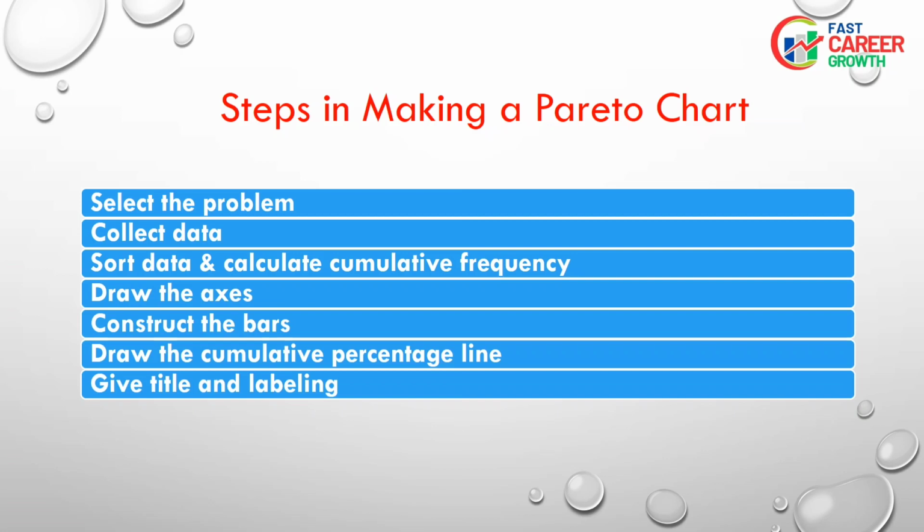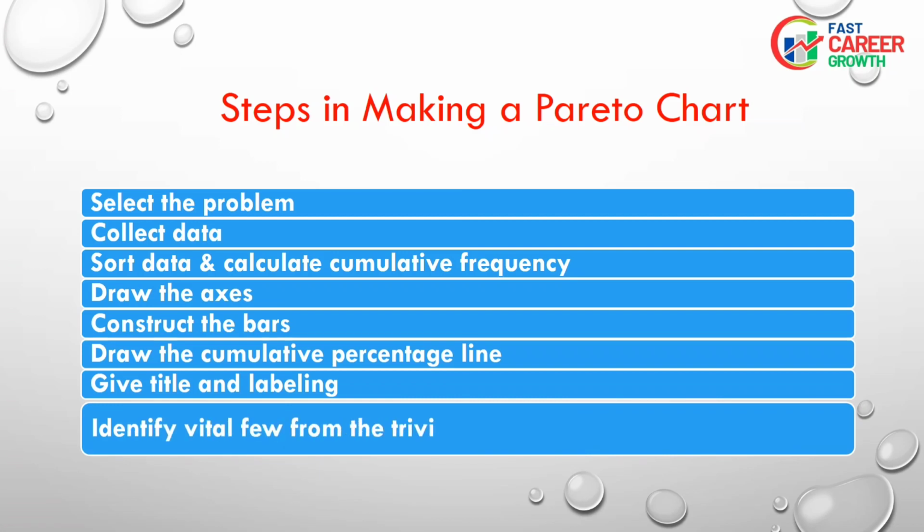Next, identify the vital few from the trivial many and plan future action. Now, you can analyze the Pareto chart to distinguish the vital few from the trivial many. Typically, you'll find that a small number of issues, the vital few, contribute to a significant portion of the total problems, often around 80%. These are the issues that need immediate attention.